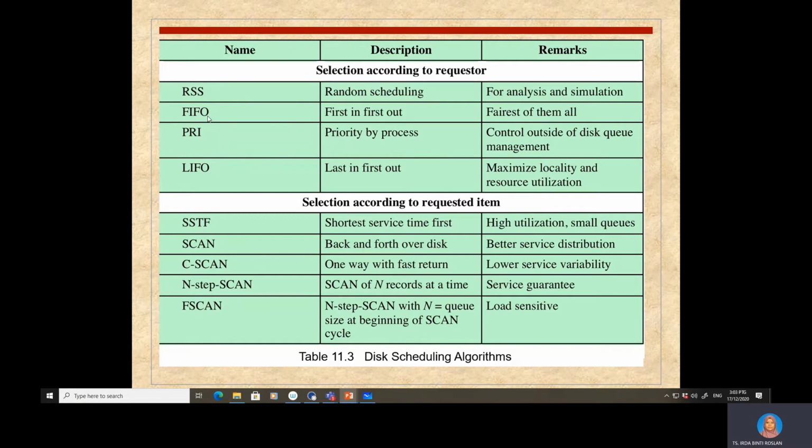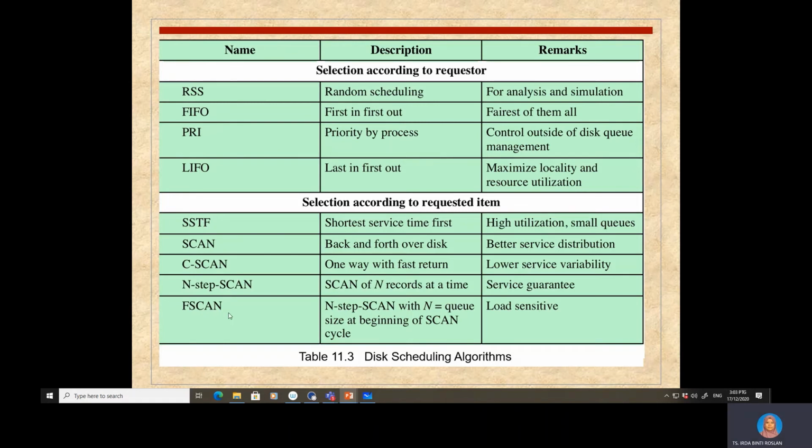This scheduling algorithm is first in, first out. Based on first in, first out, whichever request comes first will be treated first. So this is the fairest of them all, the fairest among all these schedulings. Priority uses priority by process, with control outside of this queue management. We also have last in, first out, which maximizes locality and resource utilization. Then there are algorithms to select according to requested item.